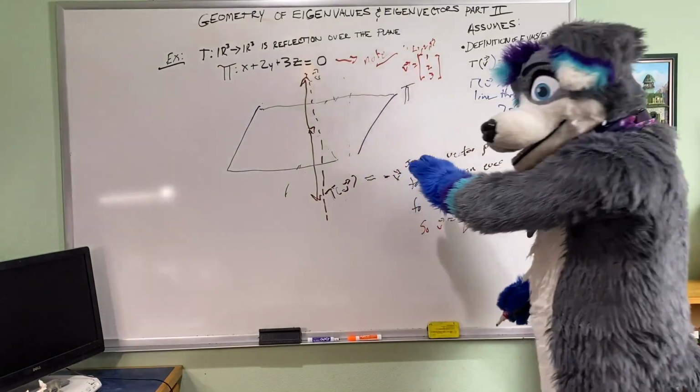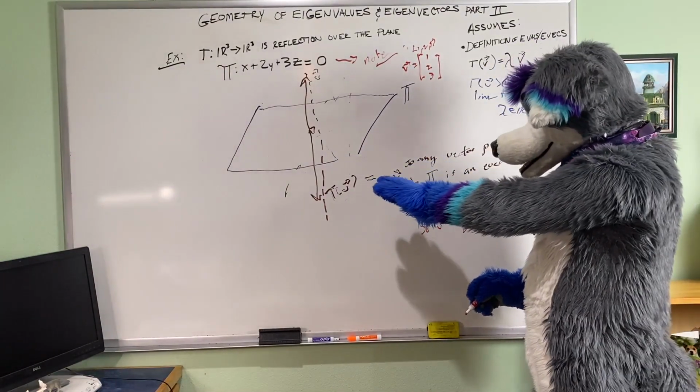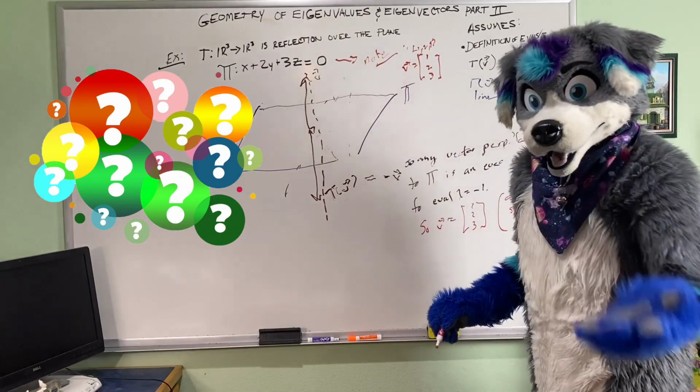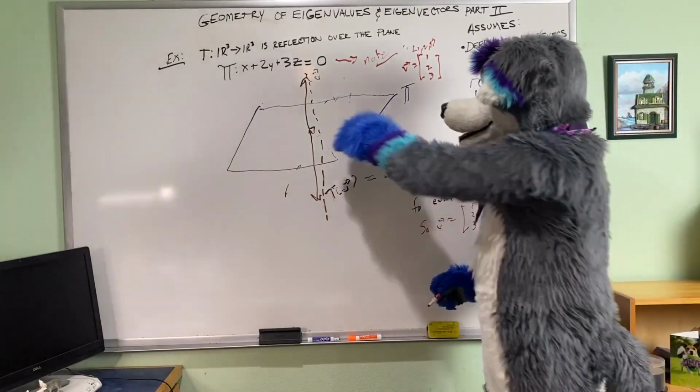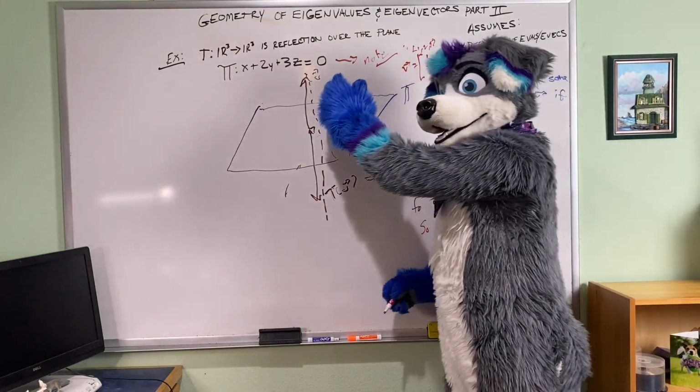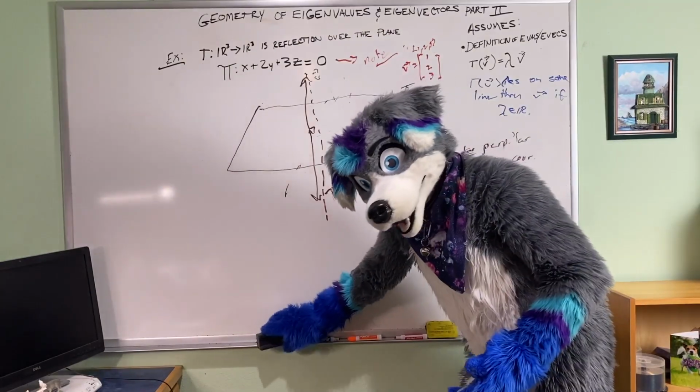Now, so that's that situation. We're close now. We've almost got them all. What's the only other case we have not considered? We've considered the general case. We've considered perpendicular. What about a vector in the plane?